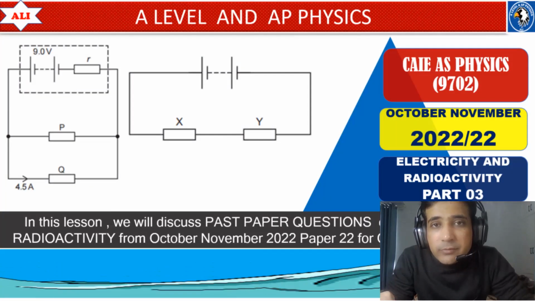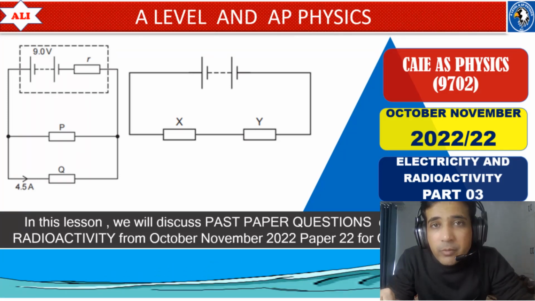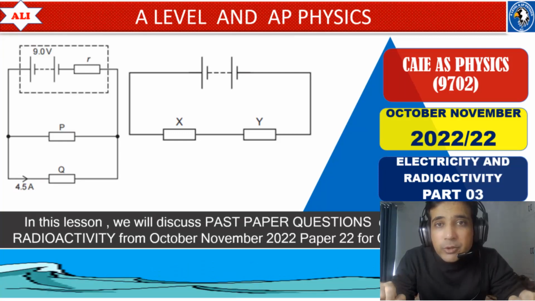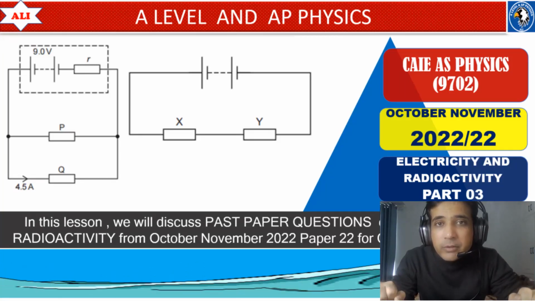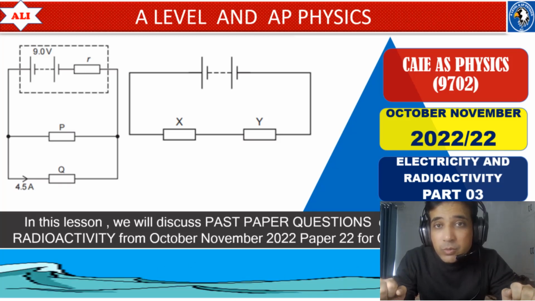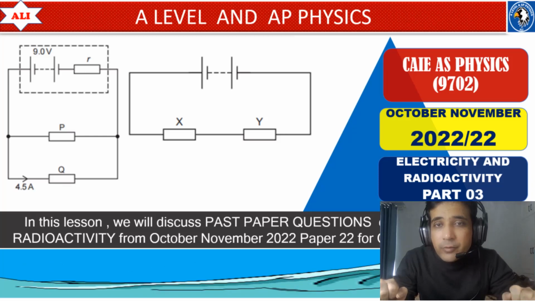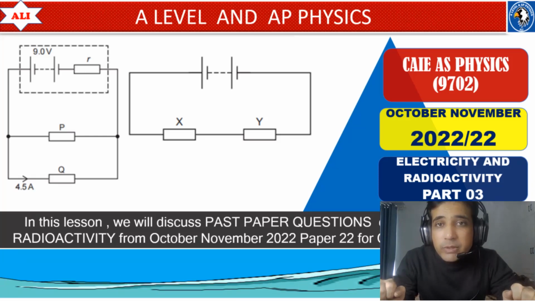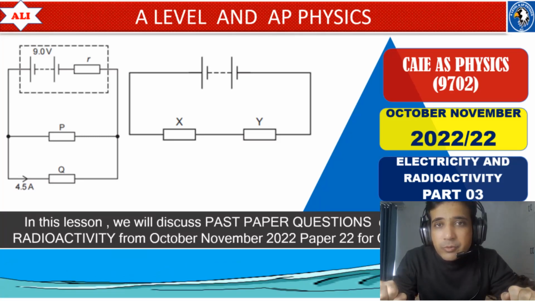In today's lesson, we will discuss past paper questions on electricity and radioactivity from October-November 2022, paper 2, variant 2. In the last two videos, we have discussed question number 1 to question number 5, and for the solution of those questions, you can go to the channel and you can find the solution. Today's video, we will start from question number 6, and we will discuss question number 6 and question number 7. And this is the last video on this paper. Let's study together. Let's improve together.